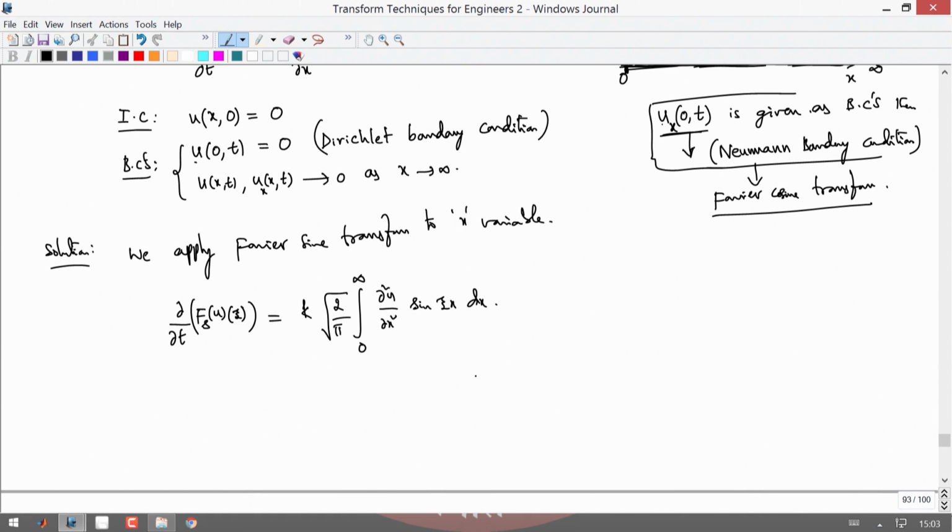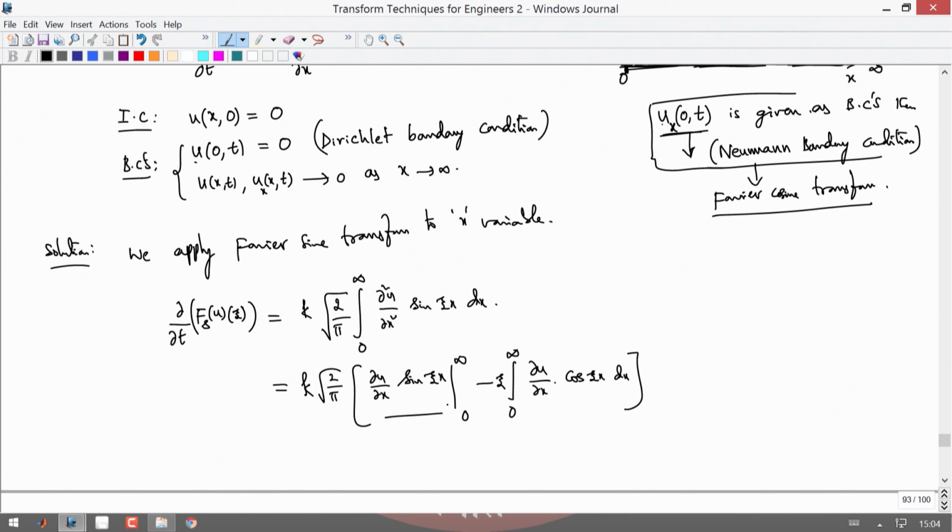So, if you apply this, you can do the integration by parts: kappa times root 2 by pi, and you have ∂u/∂x times sin(ξx). So, you can easily see this. These are the boundary terms you get for this integral when you do the integration by parts, minus what you get: the integral from 0 to infinity of ∂u/∂x times the derivative of sin(ξx), that ξ comes out, you have cos(ξx) dx.